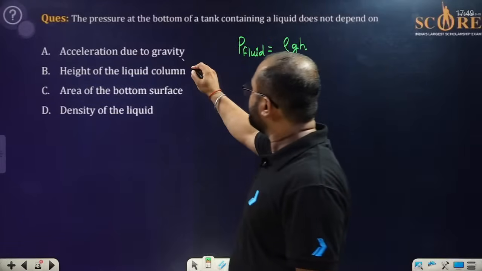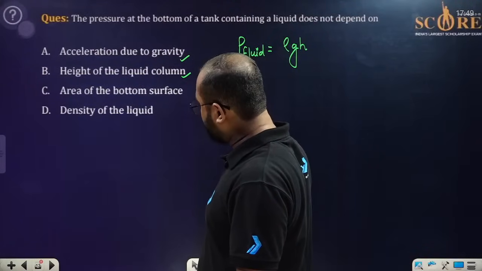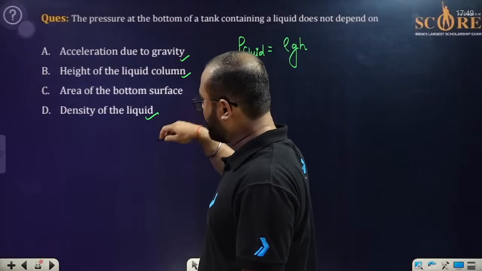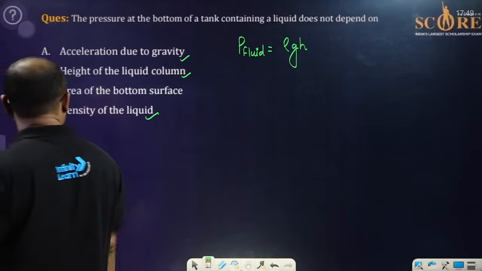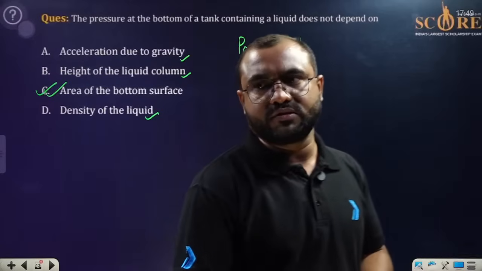Fine. Acceleration due to gravity, it depends on that. Height, it depends on that. Area or density of the liquid, it depends on that. It doesn't depend on the area of the bottom surface. Simple. That is option C, people.